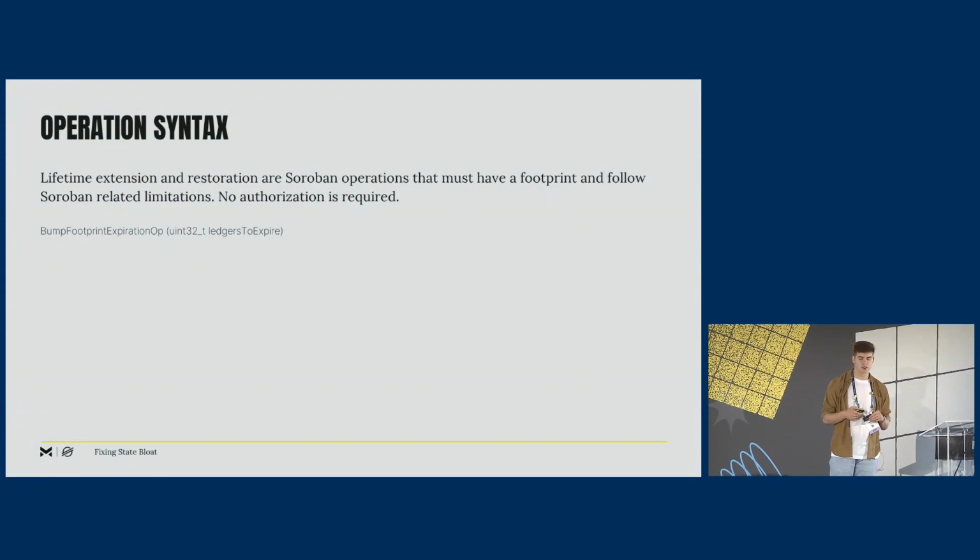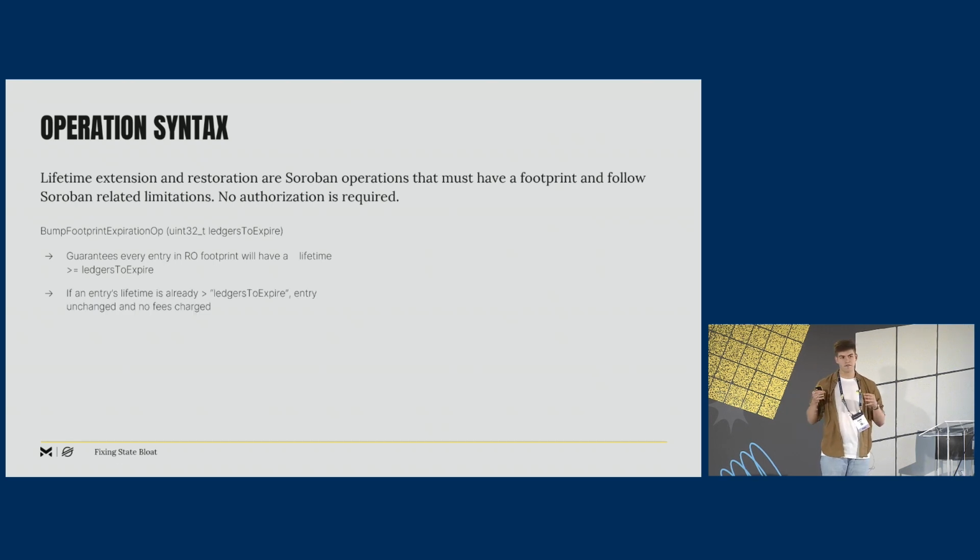This takes a ledgers to expire parameter. What this function is going to do is it's going to iterate through every entry in the read-only set of the footprint, and then if that entry's lifetime is below ledgers to expire, it's going to increase the lifetime up to ledgers to expire. Now, if an entry already has a lifetime that's greater than the parameter ledgers to expire that we passed, that entry is just skipped. And so you're not going to be charged any fees, and the entry is going to remain unchanged.